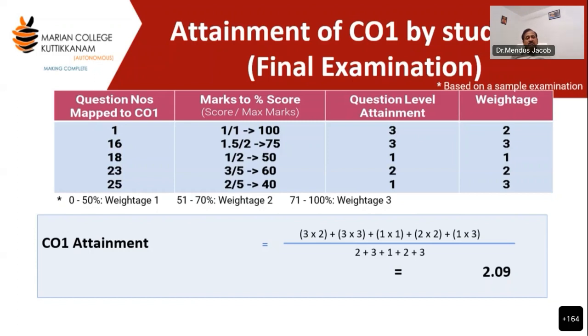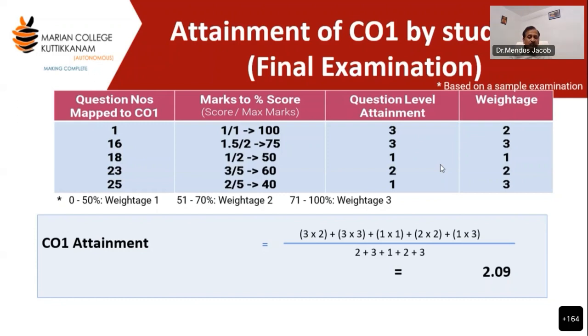23 again. It is mapped to CO1. 3 out of 5 is the score, 60%. And the question level attainment is 2, whereas the weightage is 2. Because 23 is mapped to CO1. Question number 23 is mapped to CO1 with a weightage 2. And the last question, 25. 2 out of 5, 40%. Question level attainment is 1, whereas weightage is 3. That means question is mapped to CO1 with a weightage 3.